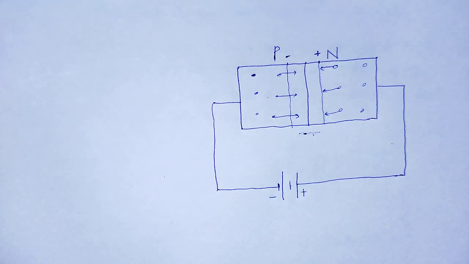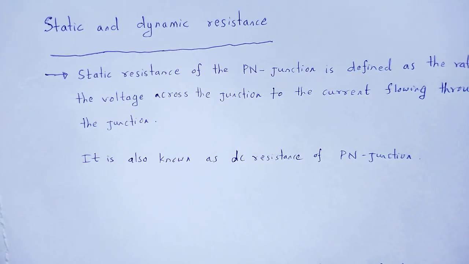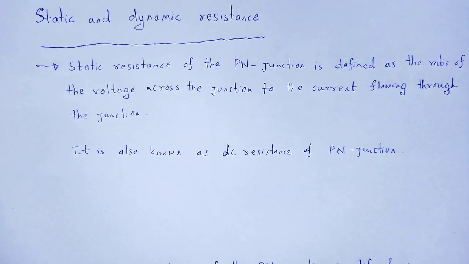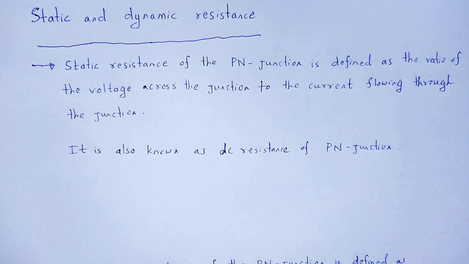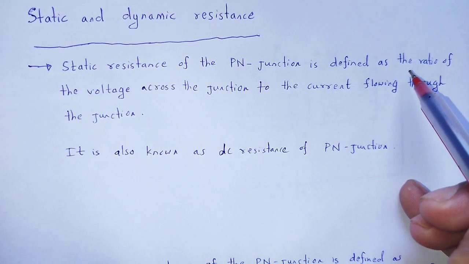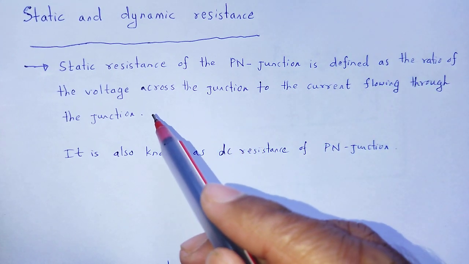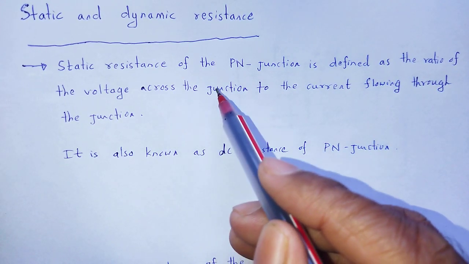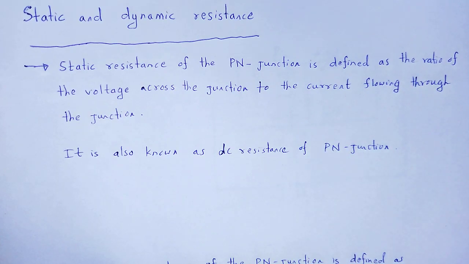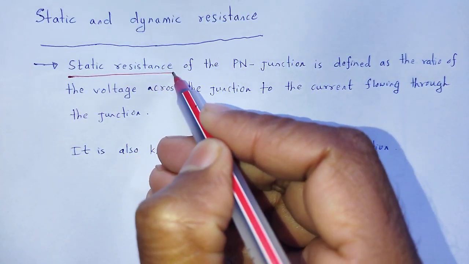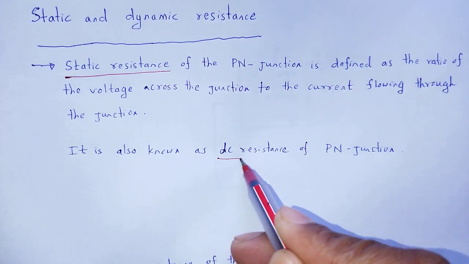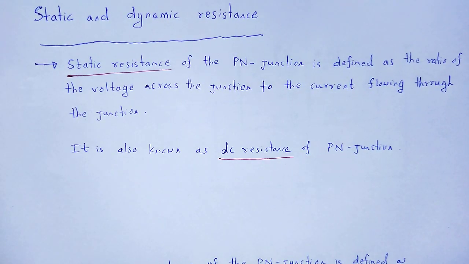Again, we can show the resistance terms in case of the p-n junction, known as static and dynamic resistance. What is static resistance? Static resistance of a p-n junction is defined as the ratio of voltage across the junction to the current flowing through the junction. The static resistance is also known as DC resistance of the p-n junction.